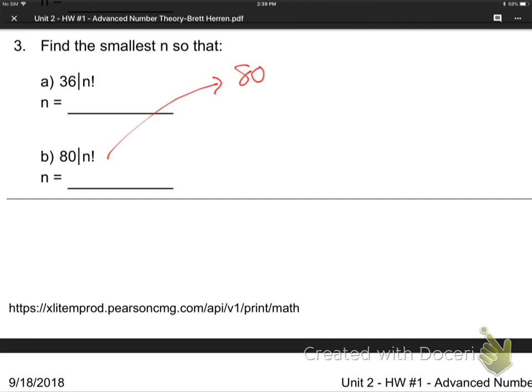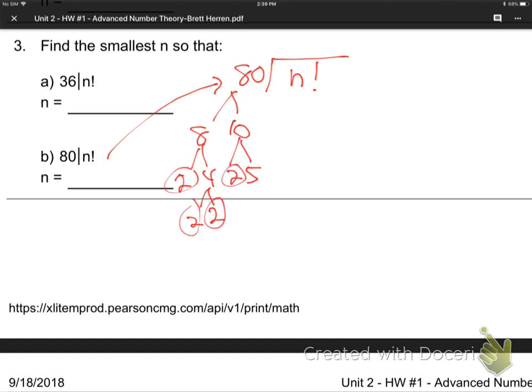So for what n does 80 go into n factorial? So break down the 80, 8 times 10, 2 times 4, 2, 2, 2, 5. So 1, 2, 3, 4 2s and a 5. 4 2s and a 5. So what do you think? You're trying it out, so just give it a try there. You can just start guessing. Guessing is a good thing to do in math. Guess and check, and if it's wrong, guess again.